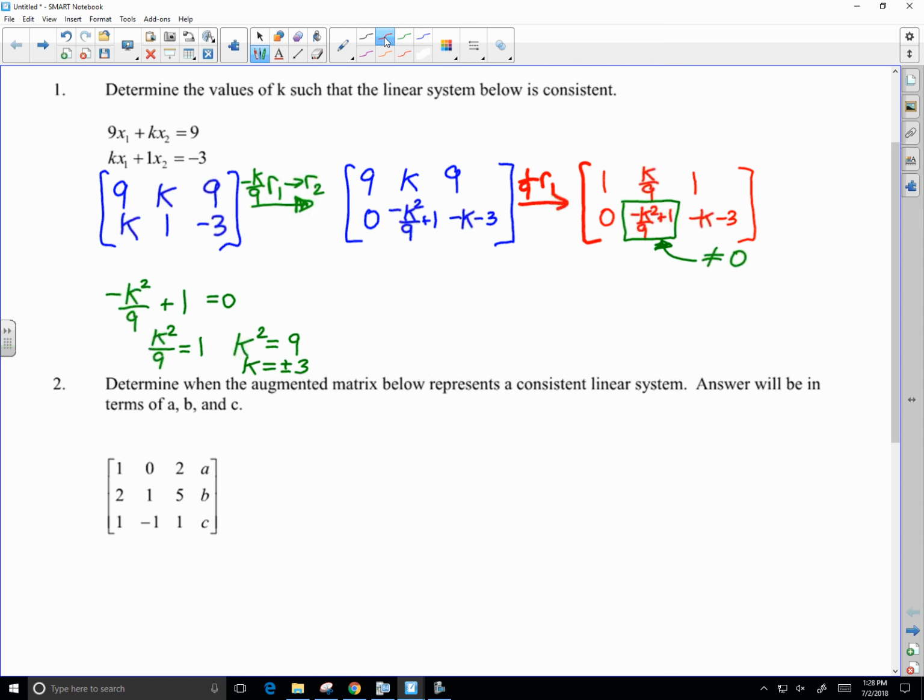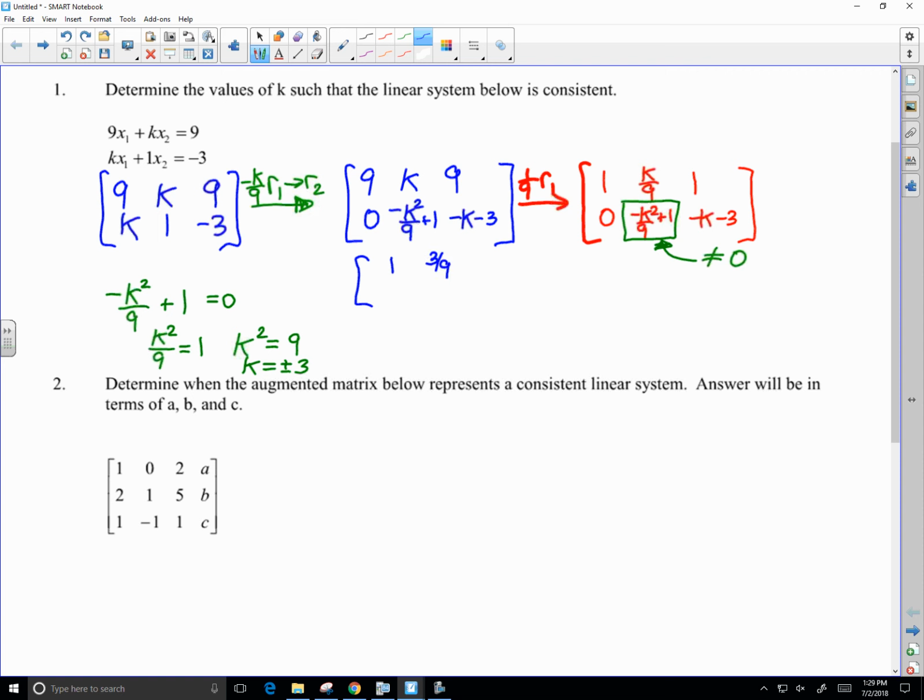If this one is equal to 0, then it could make this the pivot value. And if the pivot value is in the last column, then it's not a solution. So we could just plug it in and take a look. I don't like that one. So let's focus on 3.